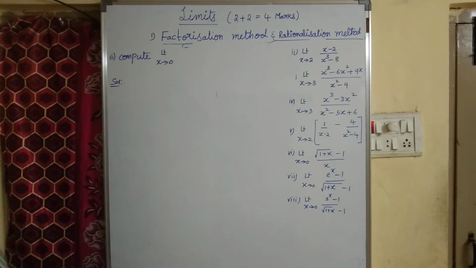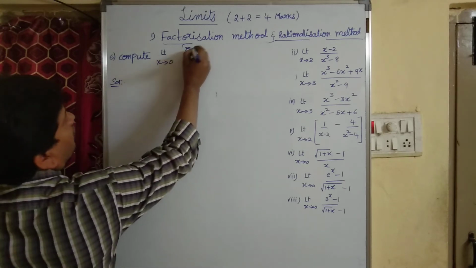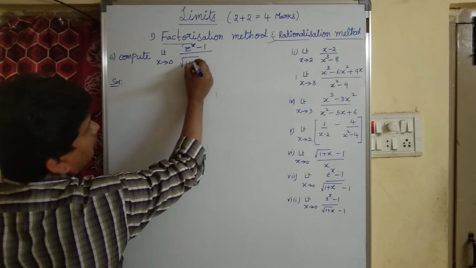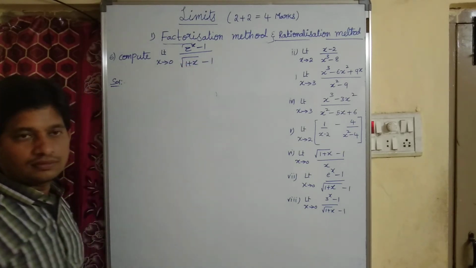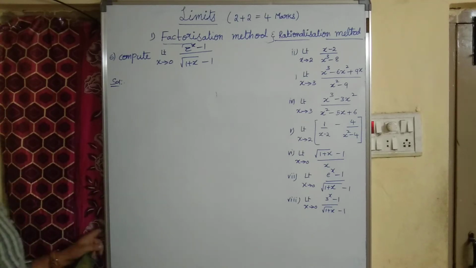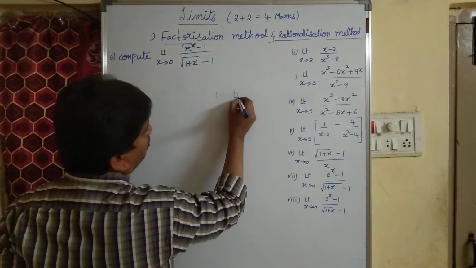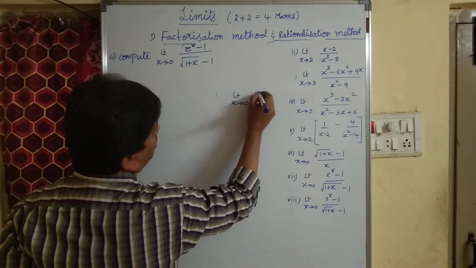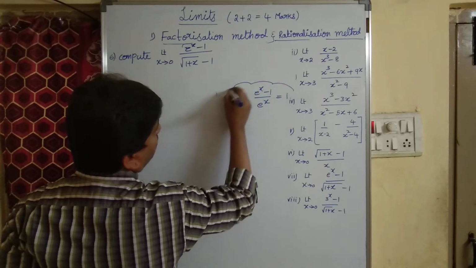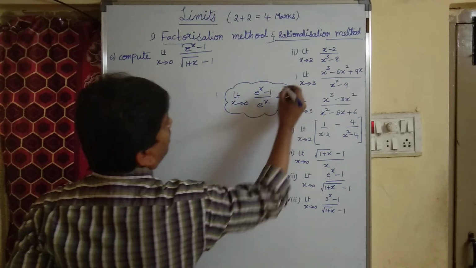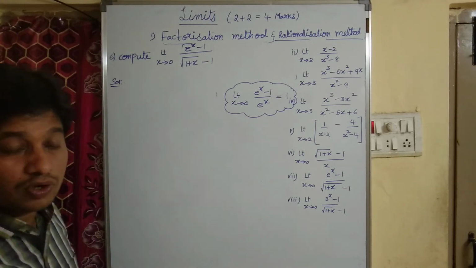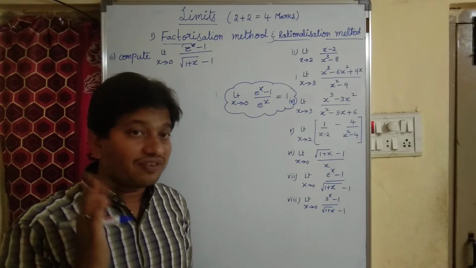So that is limit x tends to 0, e power x minus 1 divided by root over 1 plus x minus 1. You know children, we have some standard formulas. Limit x tends to 0, e power x minus 1 by x, which is equal to what? We have a formula, limit x tends to 0, e power x minus 1 by x is equal to 1. That is the standard formula.